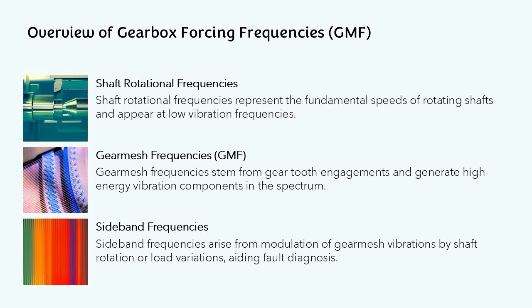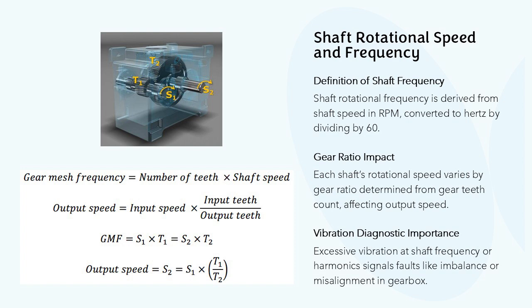This image shows a rotating shaft and associated components, highlighting the physical origin of shaft rotational frequencies used in vibration analysis. Shaft rotational frequency is the most fundamental forcing frequency in any gearbox system. It is derived directly from the shaft speed, which is typically specified in revolutions per minute, RPM. For vibration analysis, shaft speed must be converted into frequency units of Hz using the relationship F equals RPM/60. This conversion establishes the base frequency used to identify harmonics, modulation effects, and speed-related faults.